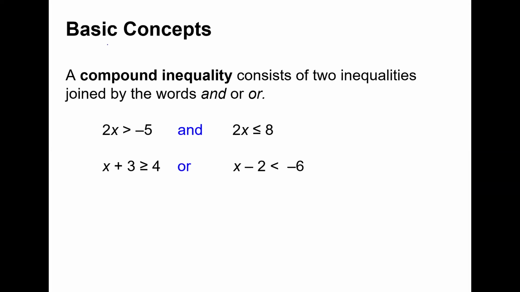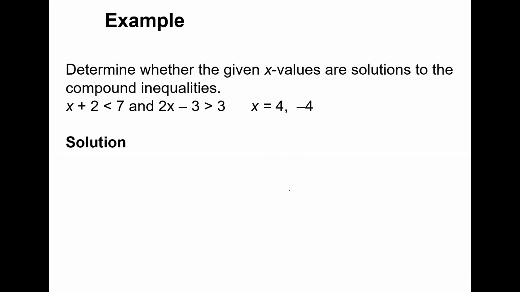Some basic concepts. What is a compound inequality? It consists of two inequalities joined by the words "and" or "or". So there's two things: it's either an "and" or it's an "or". This one we have this and this. This one we have this or this. Okay, that's a compound inequality.